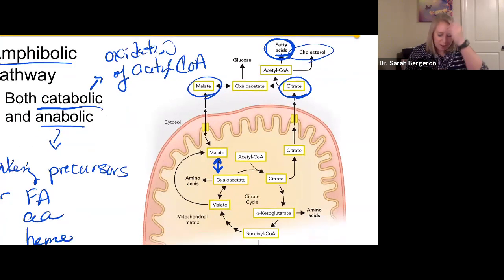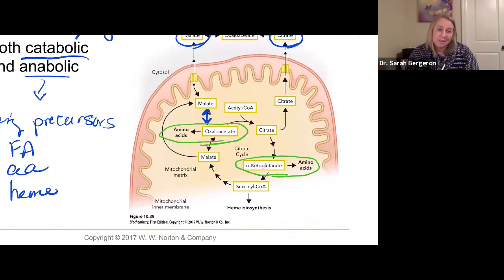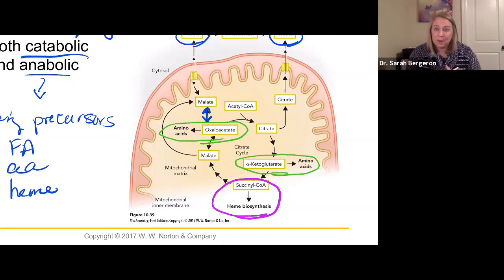You also have, here we go, oxaloacetate here, and alpha ketoglutarate that can participate in amino acid synthesis. Right? And then last but not least, you have succinyl-CoA that can participate in heme biosynthesis. And so it's really important to understand that there are links between these different biosynthetic pathways and that we can interconvert between the two, right?